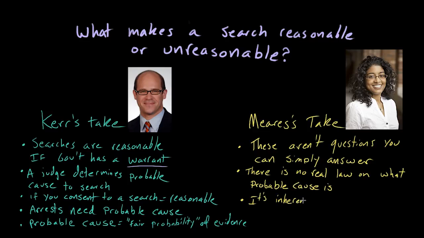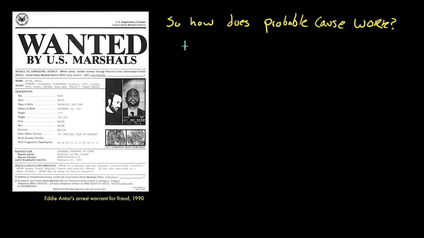So how does this work in practice? I asked Professor Kerr if it's the case that a police officer has to convince a judge that there's probable cause to issue a warrant. Yeah, so it can come up in two ways. In some cases, the Supreme Court says that the police have to go to a judge first and get a warrant, and then they have to convince the judge that what they're about to do is based on probable cause.